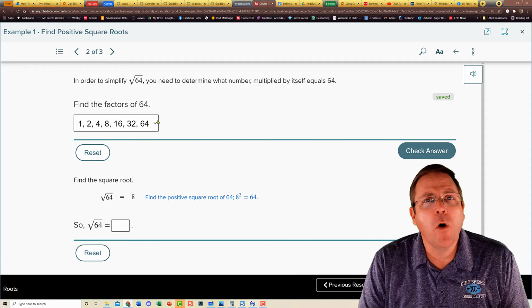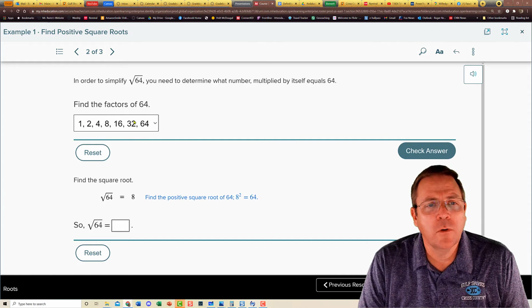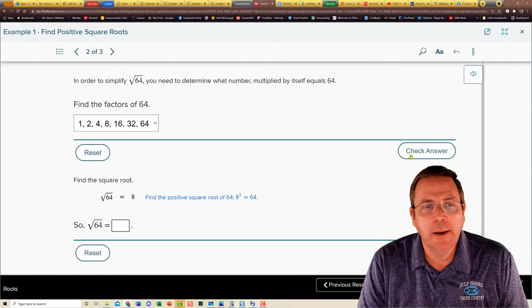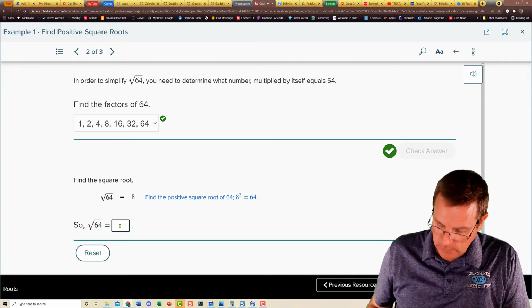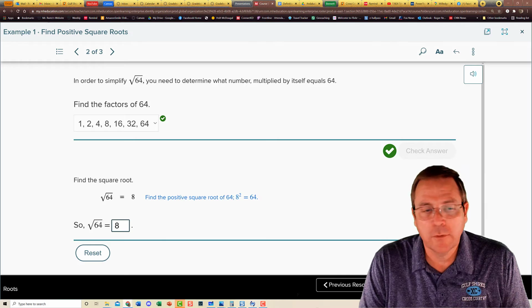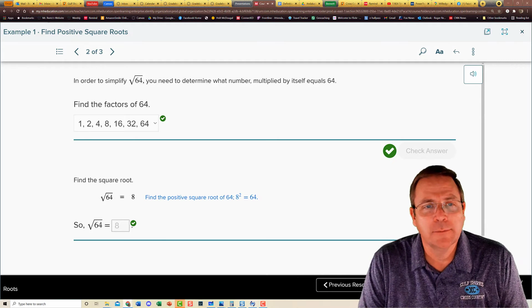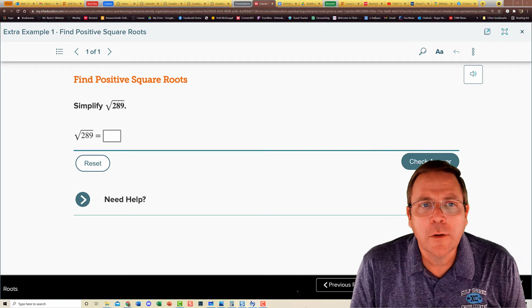That one's going to be all your factors of 64, all the things that would multiply to equal it. And then, of course, the 8 is the one that multiplies by itself, so the square root of 64 is going to be 8. So let's start looking at some problems here.